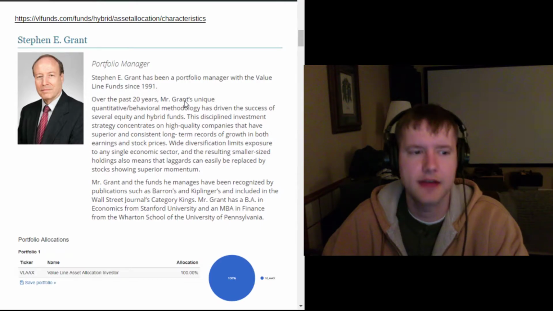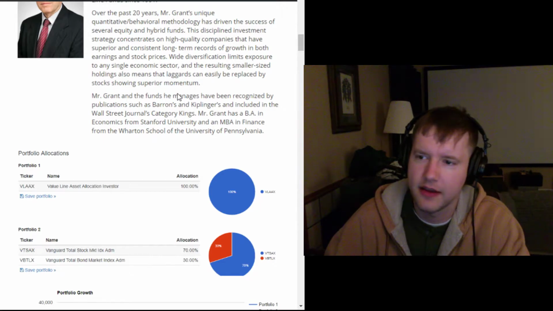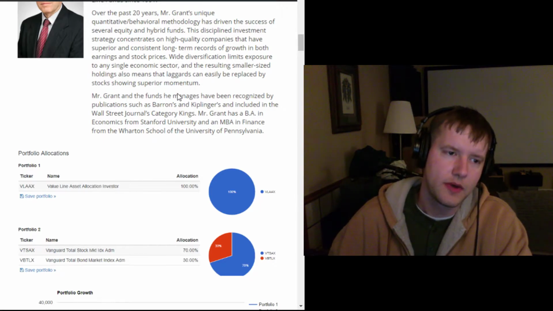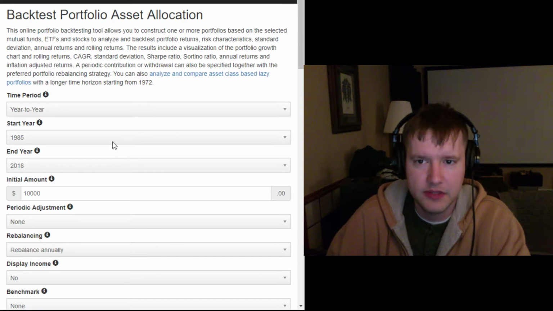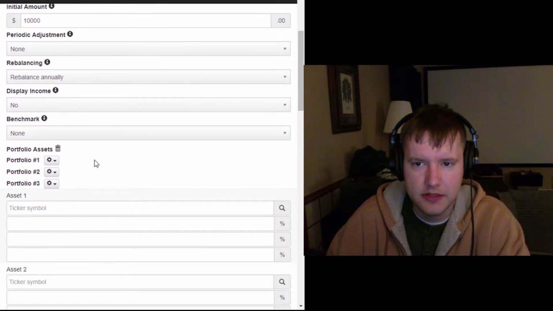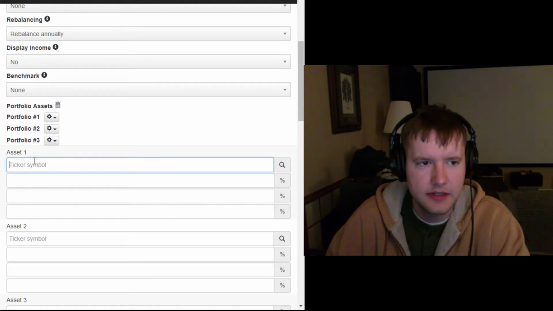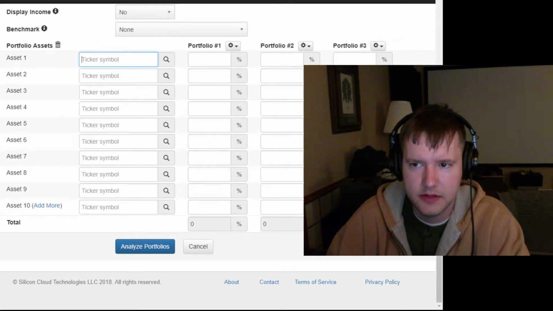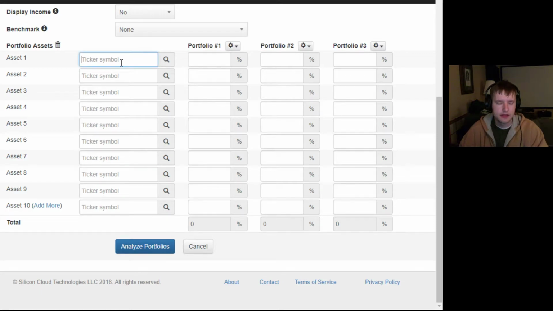So let's look at Mr. Stephen E. Grant's handiwork here with Value Line Asset Allocation. What I did is I used this portfolio backtester. So what you can do with this is set a range of a number of years and set an initial investment amount, and then pick different portfolios. Let's just expand this a little bit so the UI is easier to see.